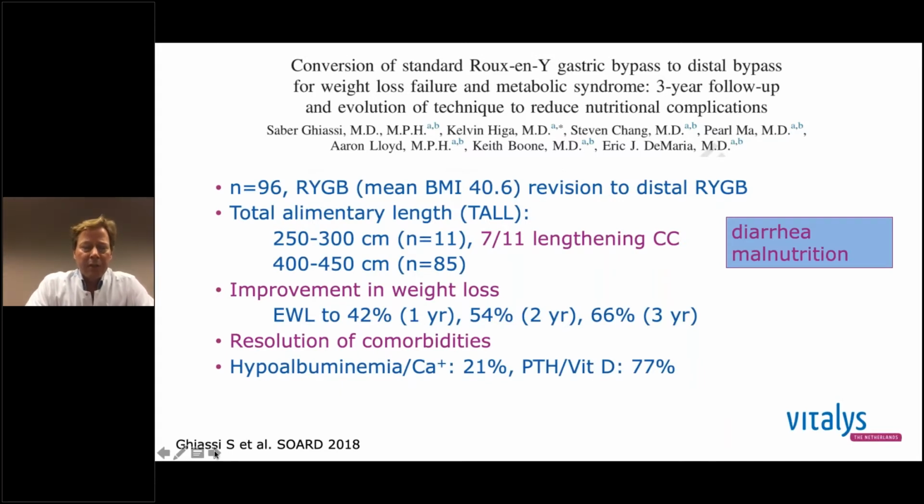So they mentioned about 96 patients in which they performed distalization of the bypass. And what you can see is that they call it the total alimentary length, the limb length, which is very important to consider in distalization of the bypass. And in terms of problems after that procedure, you can see that at least 400 centimeters of total alimentary length is needed to prevent diarrhea or malnutrition. Altogether, they found a significant improvement in weight loss, effective reduction in comorbidities, but of course with the obvious counter effects such as low albumin and vitamin deficiencies.